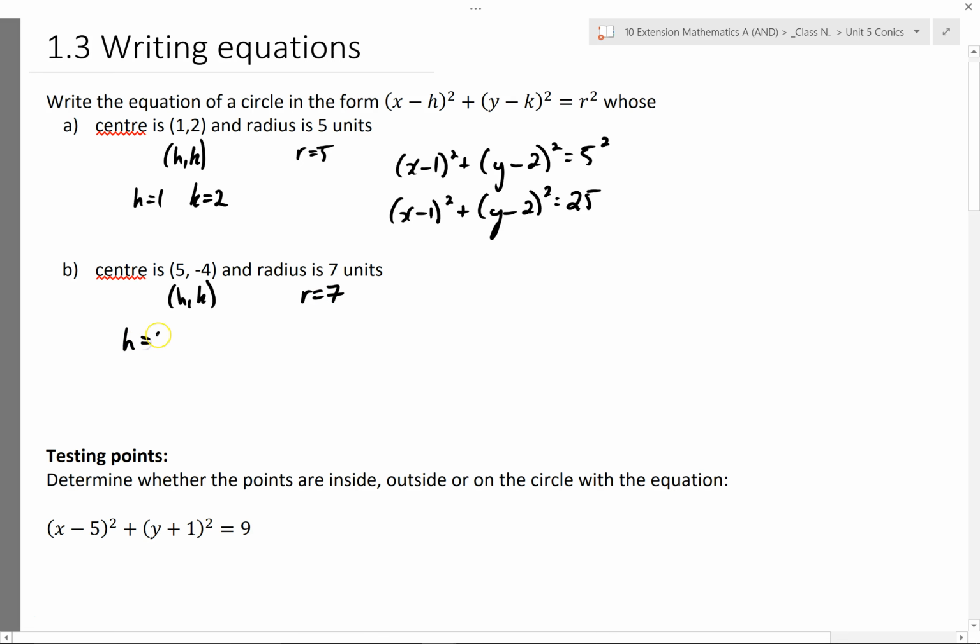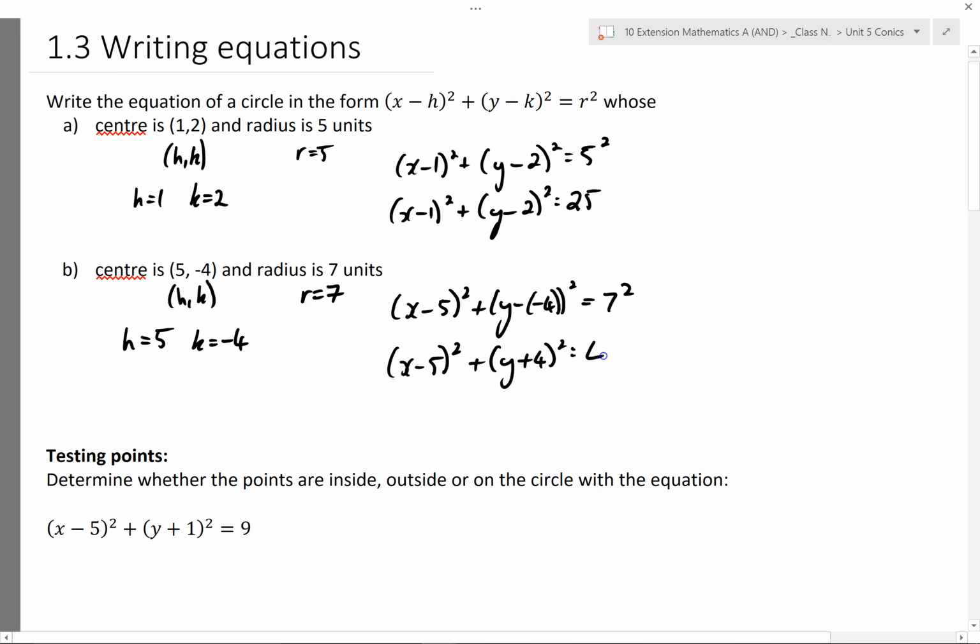Tells me h equals 5, k equals minus 4. Substitute it into my formula. X minus 5 all squared plus y minus, well, it's minus 4. So I've got to be careful here. The minus minus means plus. And I go to 49.